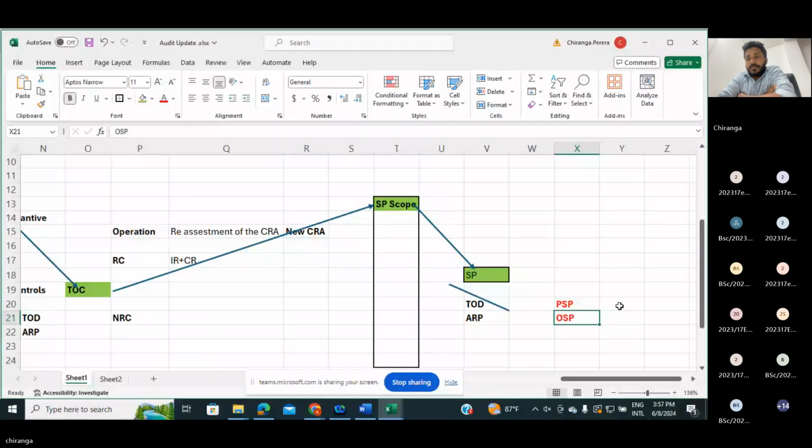Sir, is TOC also a substantive procedure? TOC is also a substantive procedure? Your question is not clear. TOC is a different one. A substantive procedure is a substantive procedure. TOC means checking the operating effectiveness of the controls.